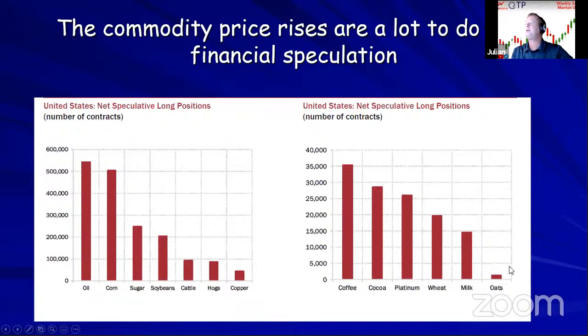The oats market, poor old oats market, is sitting here at the bottom. Maybe that's a rally next. But right now, there aren't many people speculating in oats. But if you look at oil and corn and sugar and soybeans and cattle and hogs, these are the size of speculative positions. Guys, everybody's bought the inflationista story. Everybody's bought commodities up. What happens if it's just a supply chain problem that's going to go away?